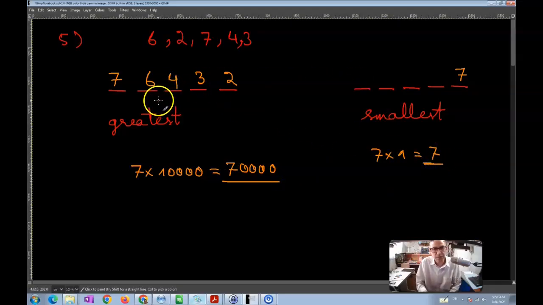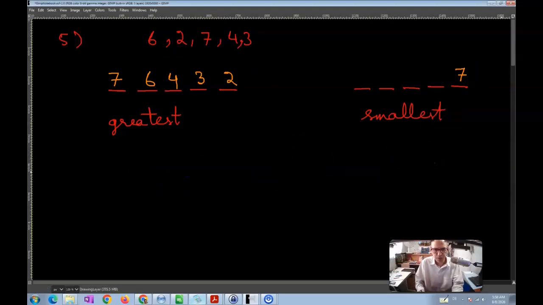Now you see the difference between a 70,000 and a 7. That's the reason why, to make the largest number, we put the largest digit in the largest place value. In this case, because I want to make the smallest number, the largest digit I put in the smallest place value. Then you put the 4 over here, the 3 over here, and 2 over here. So you have 23,467.